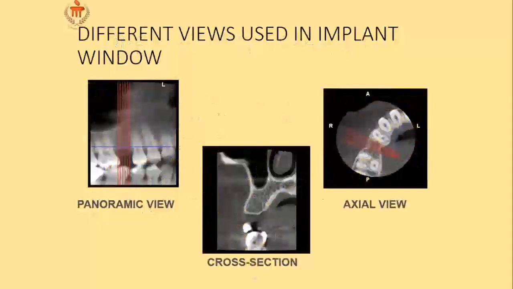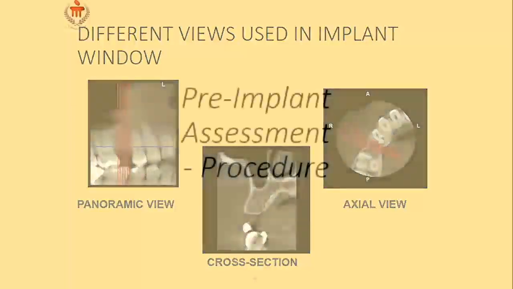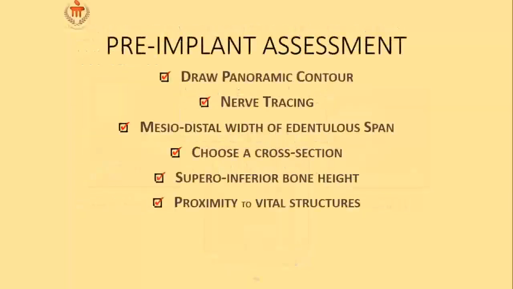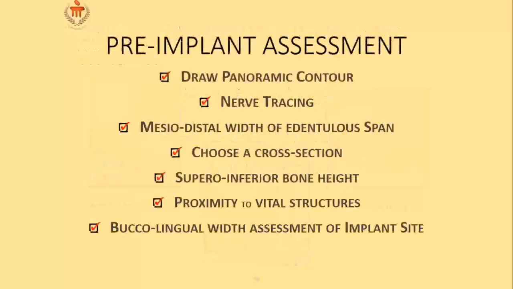Start with implant windows. You're normally looking at the pan first, then you decide your cross section. Also look at it in the axial section, where exactly you want to place this implant. So the first step is drawing a panoramic contour. Because you don't have a pan here, you're working on a reconstruction, right? So you get an axial image, and then the software will show you where to draw these panoramic contours.